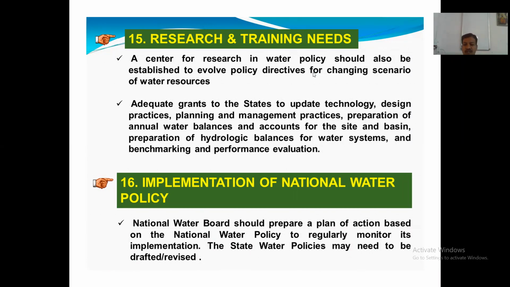For that, state water policies need to be drafted and revised. Easily, implementation of national water policy: the National Water Board prepares a plan and monitors how this policy is implemented. Similarly, this policy is drafted for different states. प्रत्येक स्टेटचं वेगवेगळे वॉटर पॉलिसी असते.